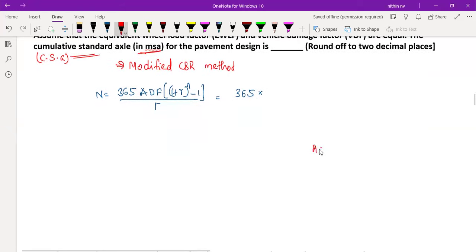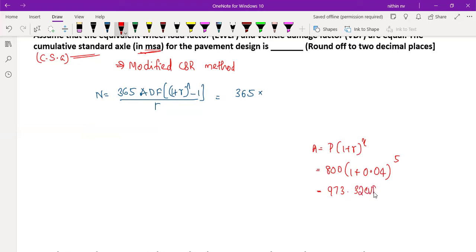Okay, so A is nothing but P into (1 plus R) raised to X, like a compound interest equation. We know that, we have discussed many questions like this in the class as well. So the P value is nothing but 800 and 1 plus R, the annual growth rate, is already given in the question as 4%. We need to substitute it as 0.04, right? And 5 years is nothing but the construction period. Now, once you do this calculation, you're going to get it as 973.32 commercial vehicles per day.